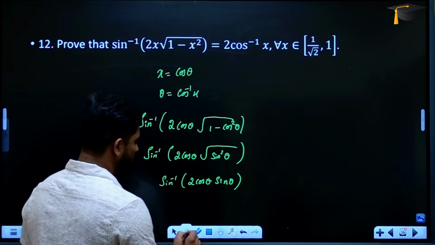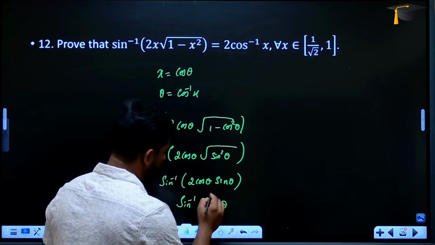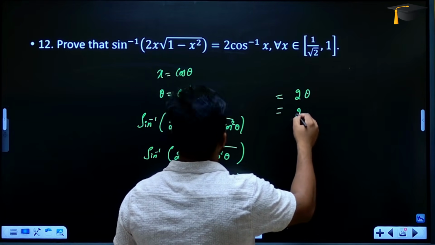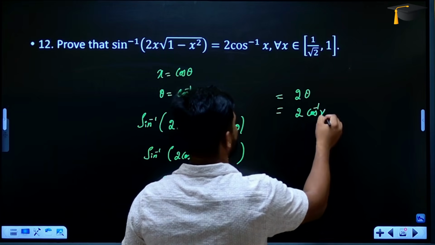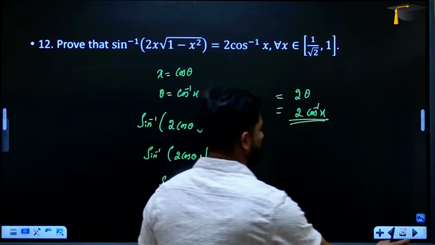The square and the root get cancelled out. This is actually the sine 2 theta formula, right? So sine inverse of sine 2 theta, the sine inverse and sine get cancelled out, so 2 theta is left. So it is 2 cos inverse x. 2 cos inverse x is the final answer. Okay, next.